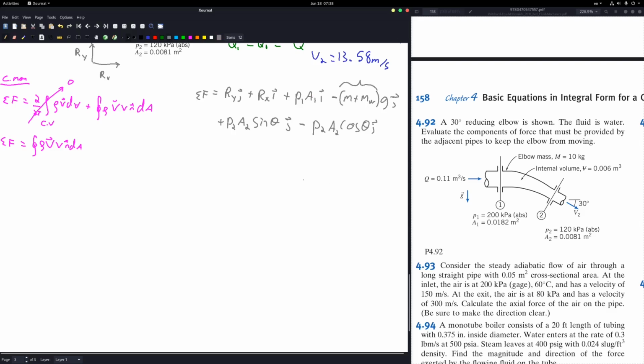Here I'm just going to do a little side calculation to find the total mass. So that will be the mass of the pipe plus the mass of the water inside the pipe. So we know that the mass of the pipe is 10 kilograms, and then for the mass of the water inside of the pipe, well, we don't know that, but we know the density of water, and we also know the volume inside the pipe. So that'll be 10 kilograms plus the density of water times 0.006 meters cubed, and then we obtain our total mass, which is going to be 16 kilograms.